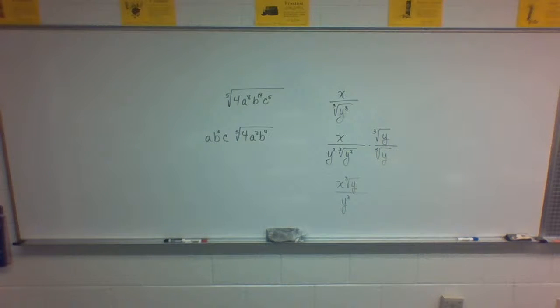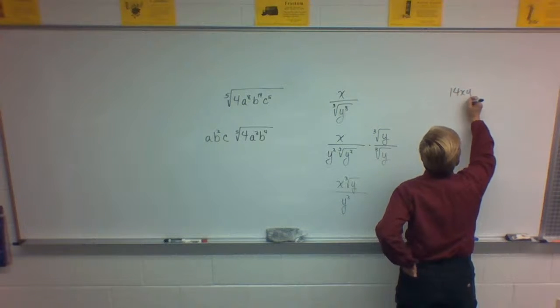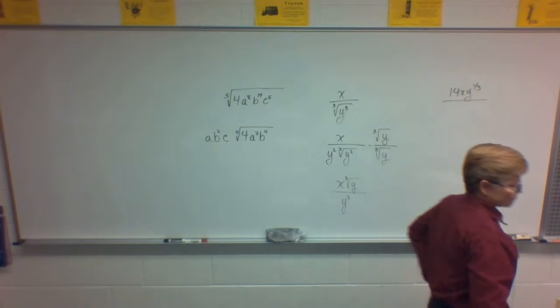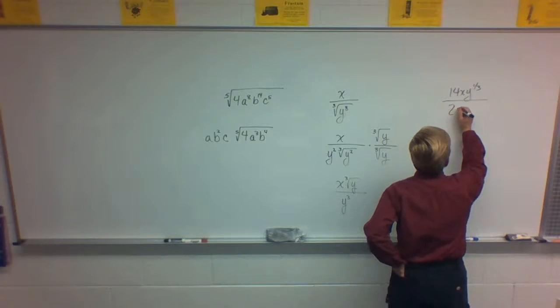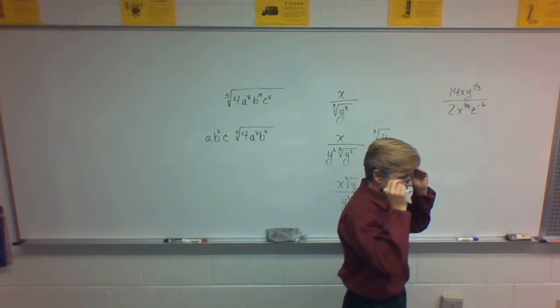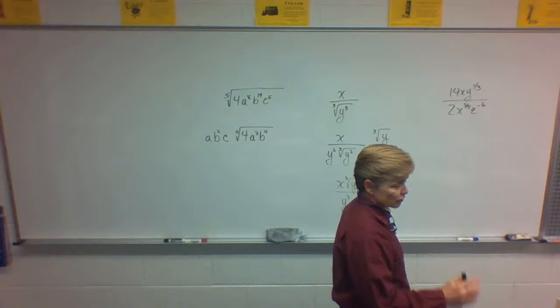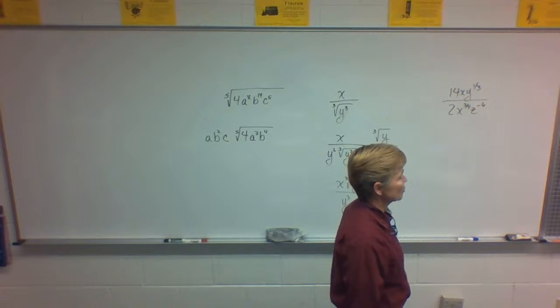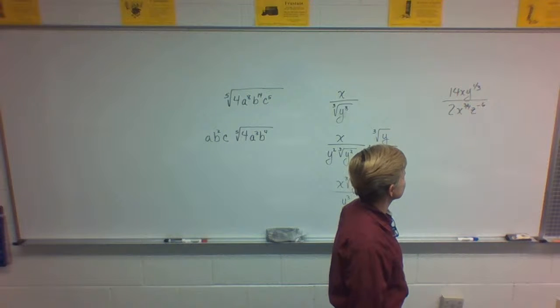Okay, the last one, this one will be really tricky. 14xy to the 1/3 over 2x to the 3/4 z to the -6. Yep. You look at that and you go, well, there aren't any radicals. Yes, there are. They're just written as fractions. You can write them as radicals if you want, but it won't help you. It's easier actually to deal with these things the way they are.